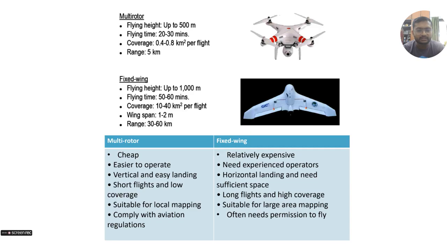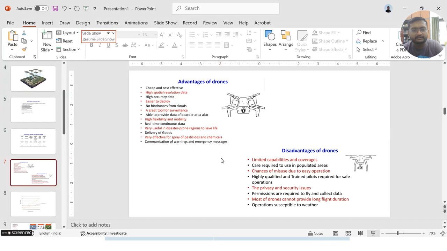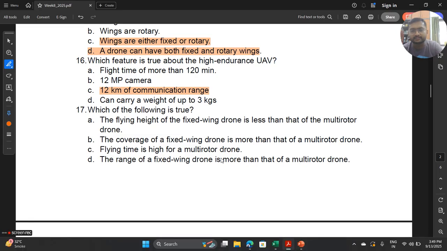Then flights are short and coverage is low, which we already saw. Multi-rotor is suitable for local mapping, whereas fixed wing is for larger areas. And multi-rotor complies with aviation regulations, but for the other one we need to have permissions. First of all, let's see the answers. So what will be the answer now? B and D both. Yes, the answer is B and D both.